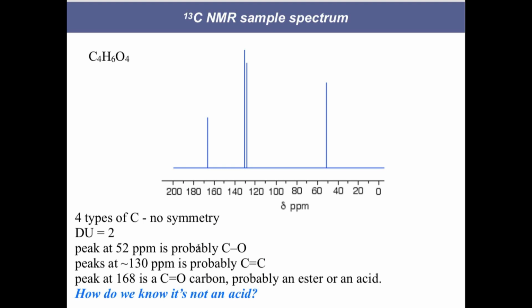And then we've got a peak at 168, which is going to be a carbon double bond O. Because it's so low, it's probably an ester or an acid. Ketones and aldehydes are the ones that show up at 200 and above. But as low as 160 is likely to be an ester or an acid.